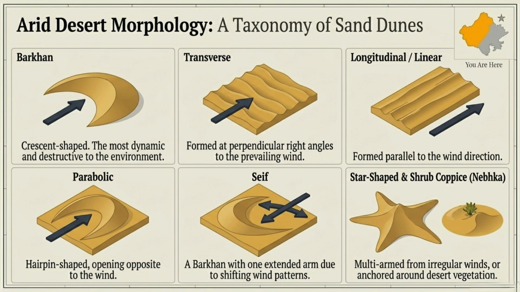Transverse dunes form at perpendicular right angles to prevailing winds, while longitudinal or linear dunes run parallel to them. Parabolic dunes are hairpin-shaped and open opposite to the wind. A seef is a specialized basin with one extended arm caused by shifting wind patterns. Finally, star-shaped and shrub coppice dunes develop multi-armed shapes from irregular winds or form anchored around desert vegetation.